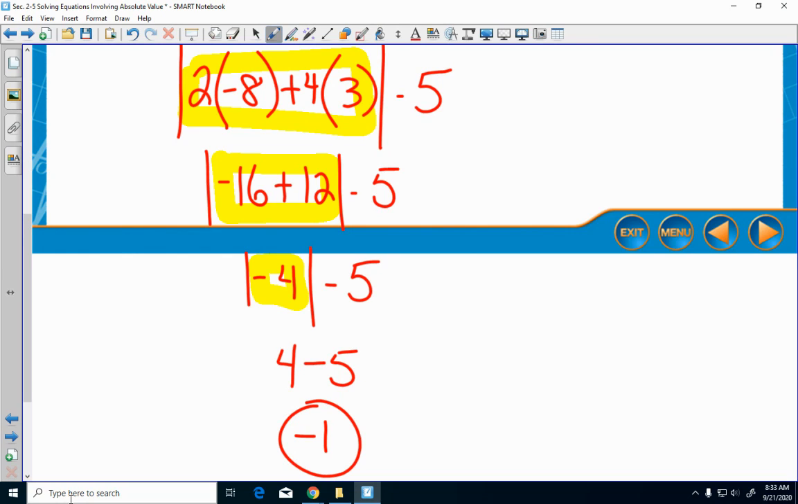Just like a set of parentheses, you wouldn't drop those parentheses in a problem until you had done whatever was there. And once you had completed it, then you could remove them. But we didn't get to that point.